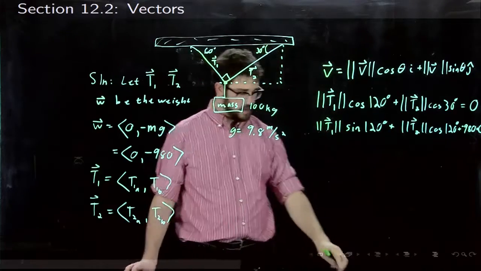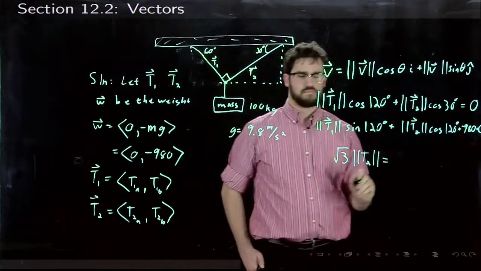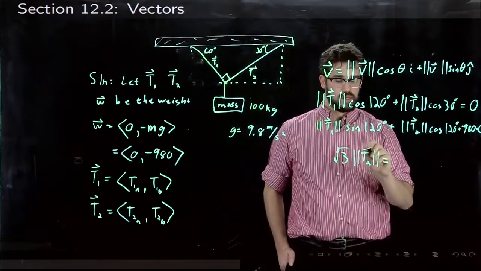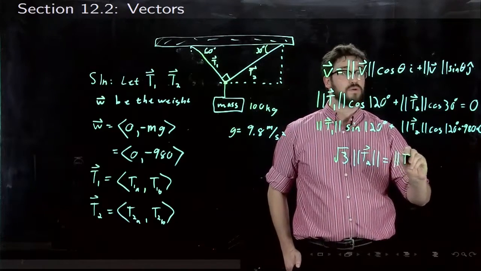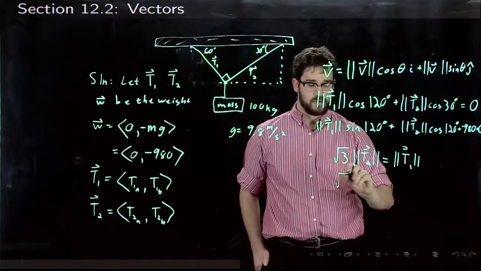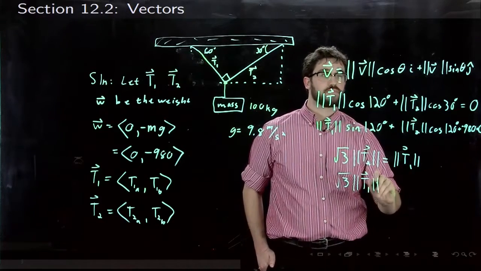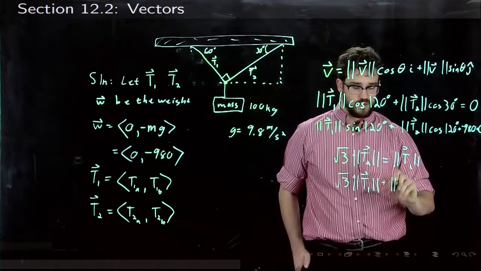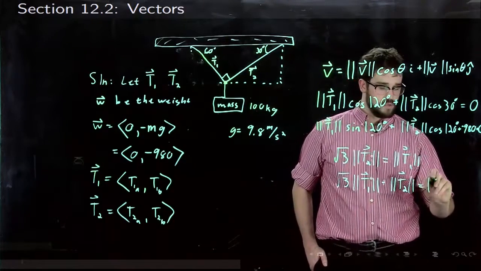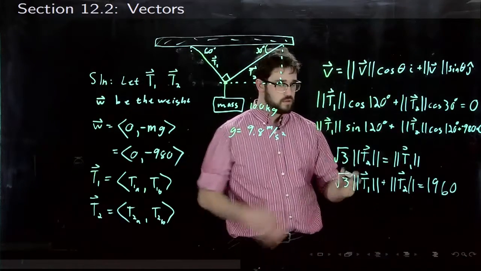Then, when we simplify this, we will just see that the square root of 3 times the magnitude of T2 is just going to be equal to the magnitude of T1. And then the square root of 3 times the magnitude of T1 plus the magnitude of T2 should equal 1,960.